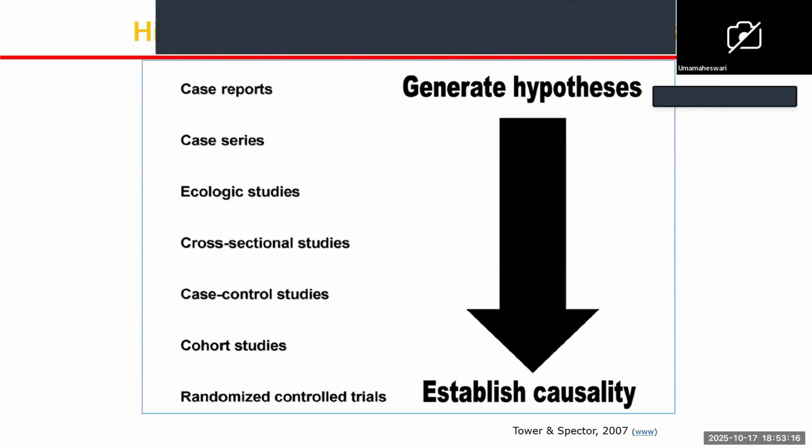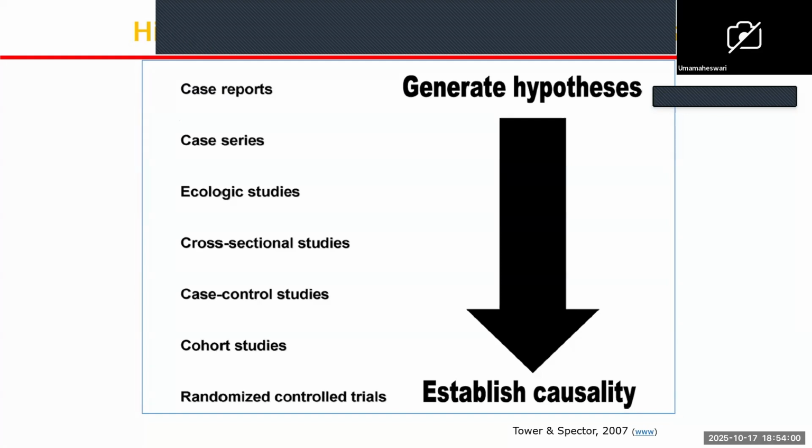These are the basic study designs, which start from case report, case series, ecological study, cross-sectional, case control, cohort, and RCTs. The case report usually generates hypotheses. This will tell us there is some association between some risk factor and a disease, or some groups are at high risk of developing a disease. That is generating a hypothesis. As you go down the designs, you are going to confirm whether there is truly a relationship between the cause and the disease, as you go on to your RCTs and cohort studies.